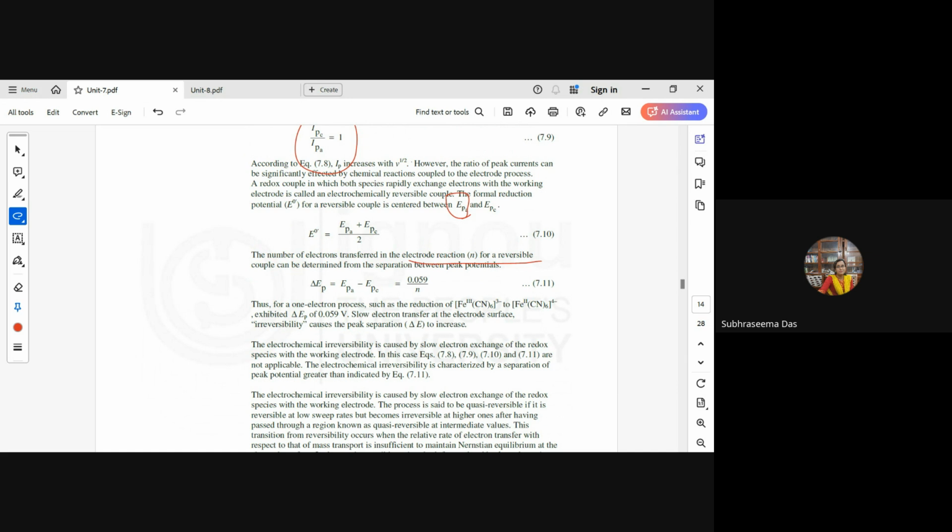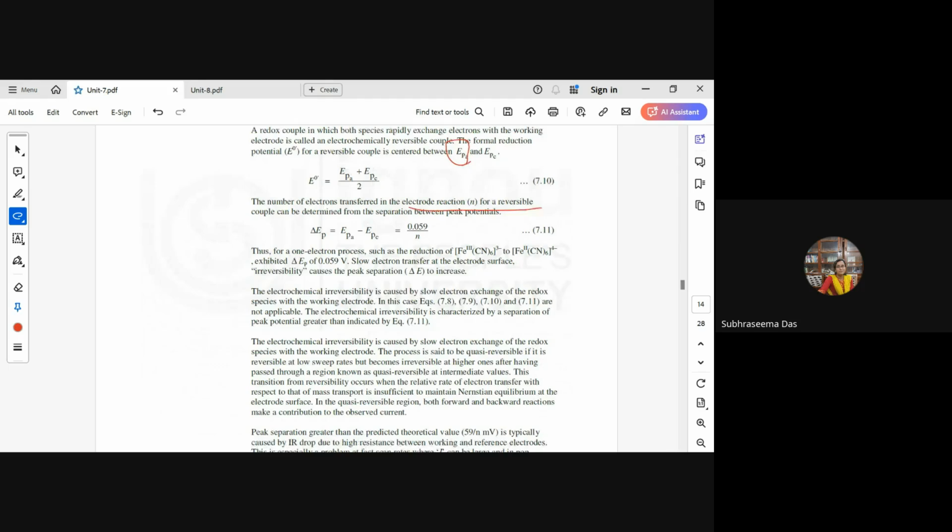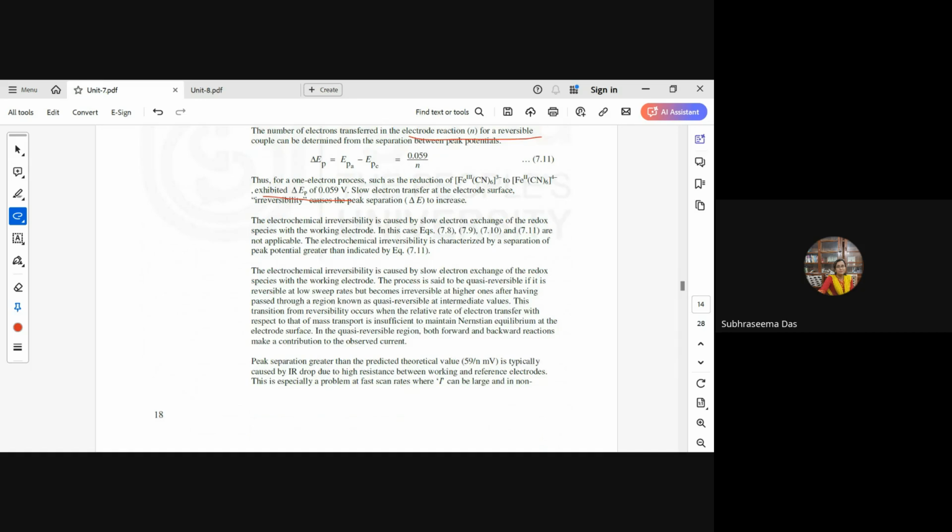So for a one electron process such as the reduction of Fe(CN)6 3- to Fe(CN)6 4-, it exhibits a delta Ep of 0.059 volt. With slow electron transfer at the electrode surface, the irreversibility causes the peak separation, that is delta Ep, to increase. So this is how we calculate the delta Ep for various reduction reactions.